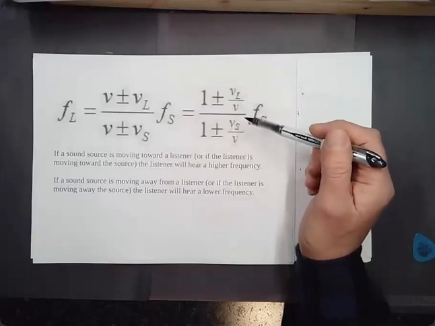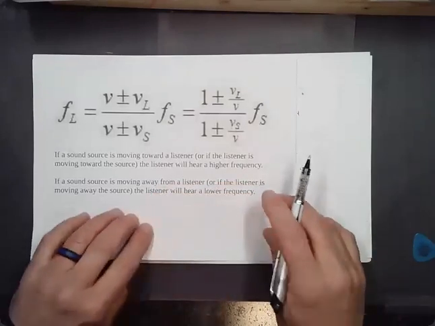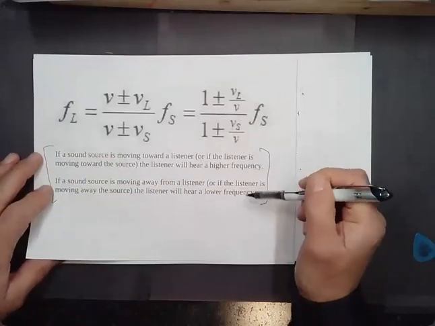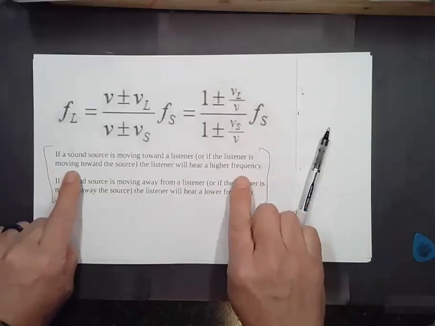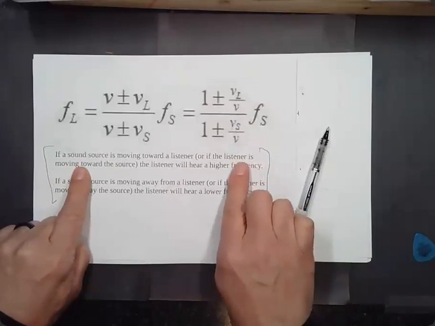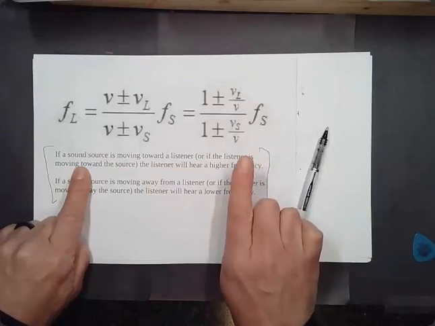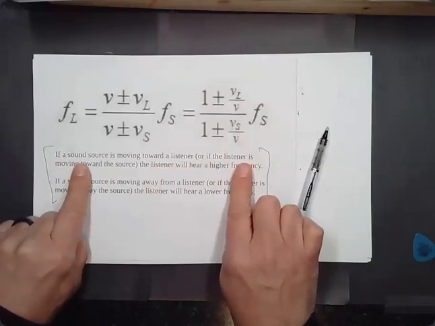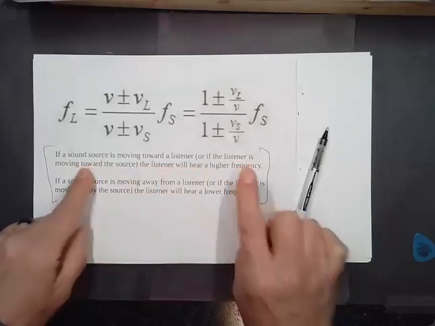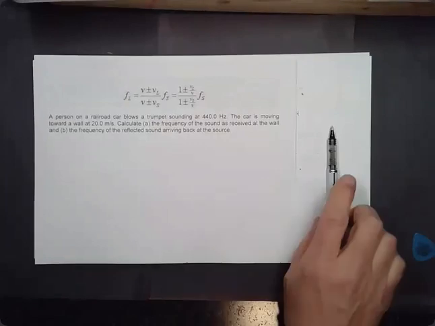Sometimes we'll have both the listener and the source moving, but there are ways to learn how to deal with this. And the two important things for learning how to deal with this are keeping these in mind. If the source and the listener are moving toward each other, or source here, listener here, and the listener is moving in that direction, the listener will hear a higher frequency. If the listener's here and the source is moving toward the listener, then the listener will hear a higher frequency. So anyway, let's try some example problems and see how this works.